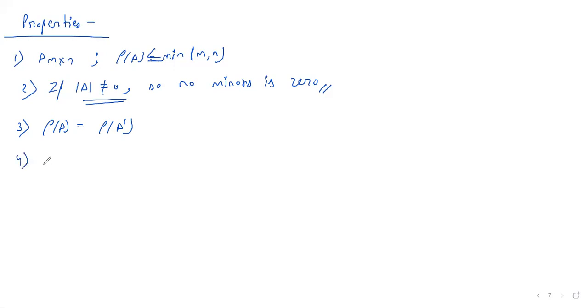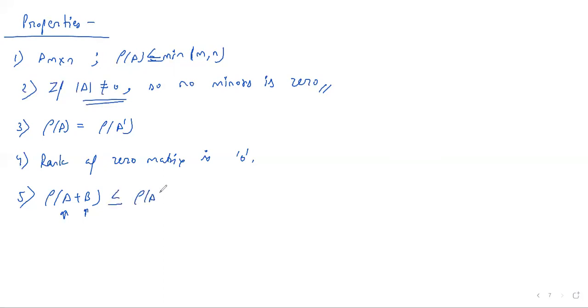And the fourth property, we have also done this. Let's write it down here: the rank of a zero matrix is 0. Okay, and the fifth property is like this: the rank of the sum of two matrices. If we have two matrices A and B, then the rank of the sum of these two matrices is less than or equal to rank of A plus rank of B.